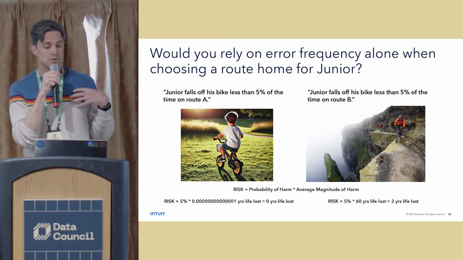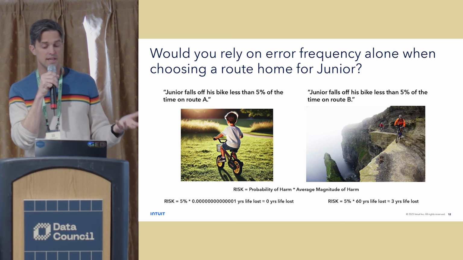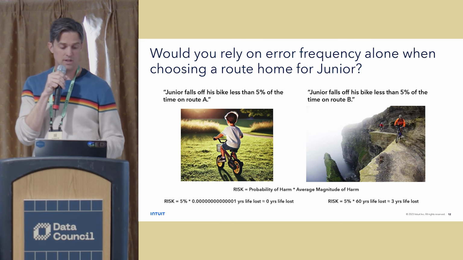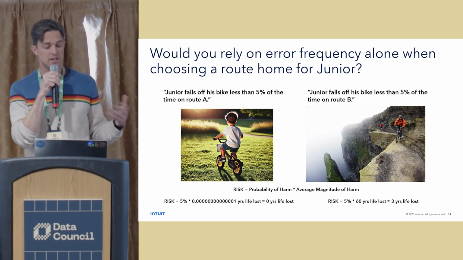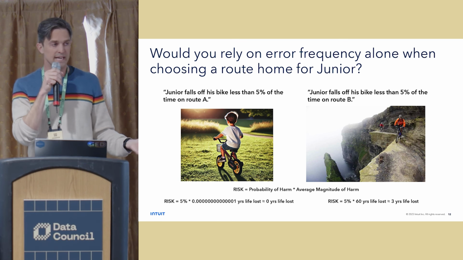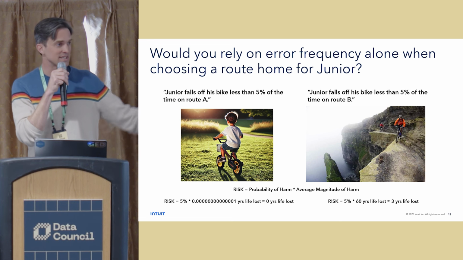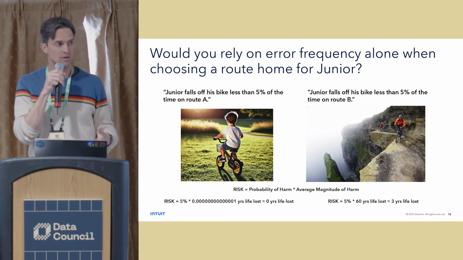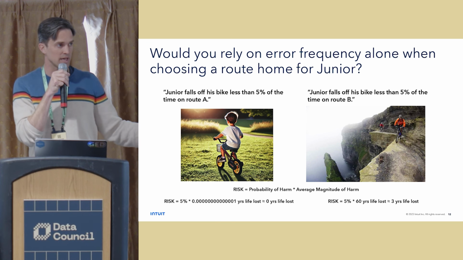And I want to offer you this calculation of risk as the probability of harm times the average magnitude. So in the grassy field scenario, Junior falls off his bike 5% of the time, but there's practically no risk of a fatal accident. Maybe like 1 in a billion times something disastrous happens, but you've got 5% times essentially 0, so there's almost 0 risk in biking in the grassy field.